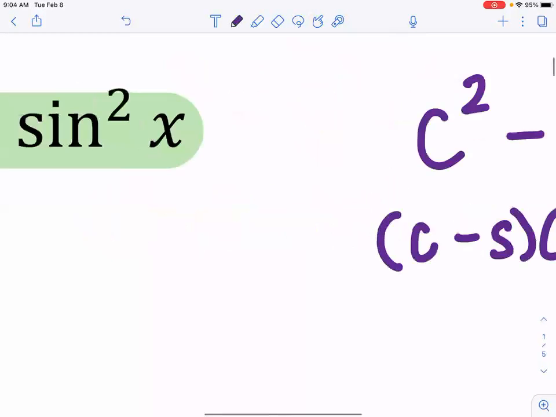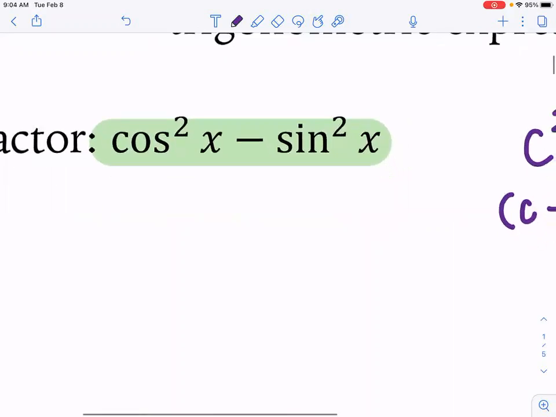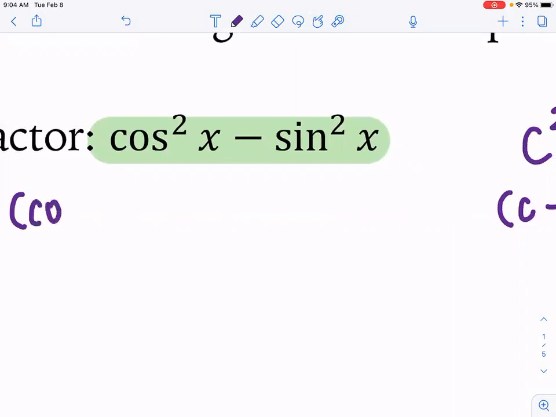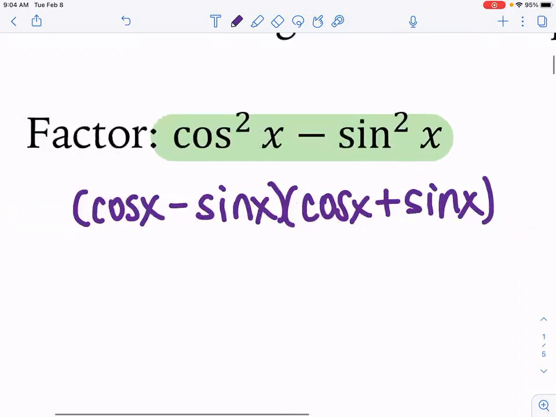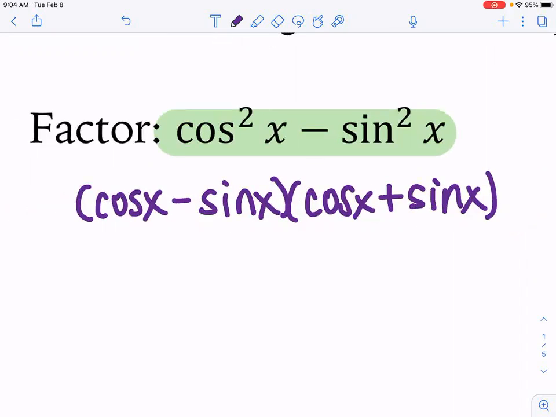In this case, we're going to factor it cosine of x minus sine of x times cosine of x plus sine of x. If you write them the other way, we'll be okay. Multiplication is commutative, so it will work out just the same.